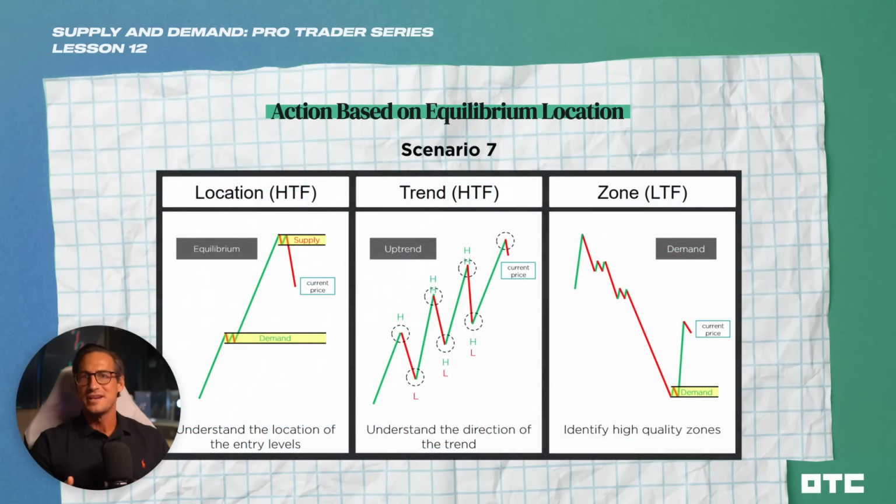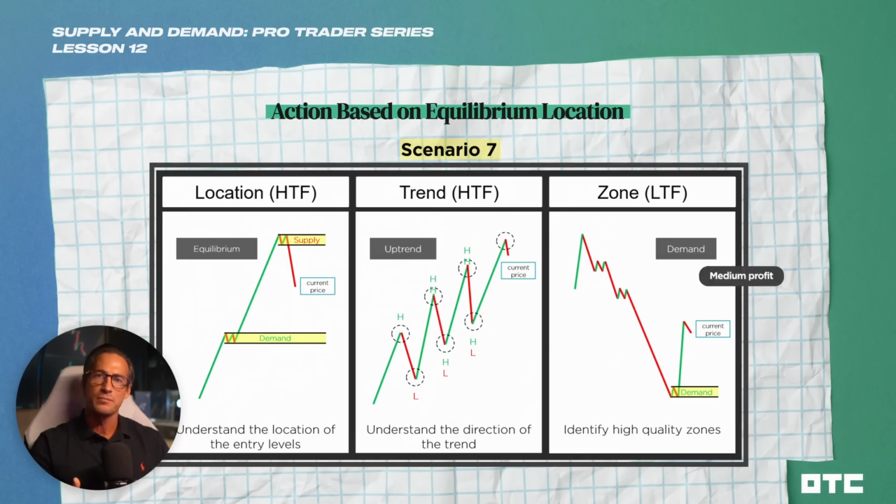Let's assume we've just done the analysis and these are our findings. Current price is located in equilibrium in terms of HTF location. We also identified an uptrend using our objective direction analysis tools. And we found a lower time frame demand zone, which is in the context of HTF equilibrium and in the context of an uptrend. If we now wanted to set the lower time frame demand zone, we would need to understand first of all our profit margin, and secondly, our probability of success. Setting this trade would offer medium profit margin and medium probability of success scenario.